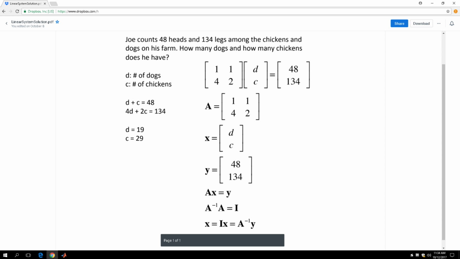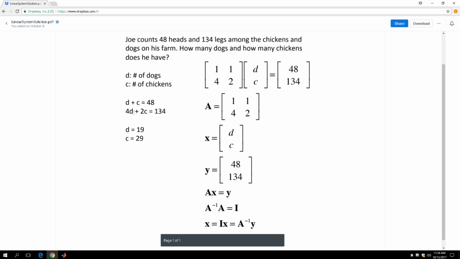And then 134 legs. Each chicken has 2 legs, and each dog has 4 legs. So 4 times the number of dogs, that's d, plus 2 times the number of chickens, that's c, equals 134. So we basically have these two equations, and then we need to solve for d and c.